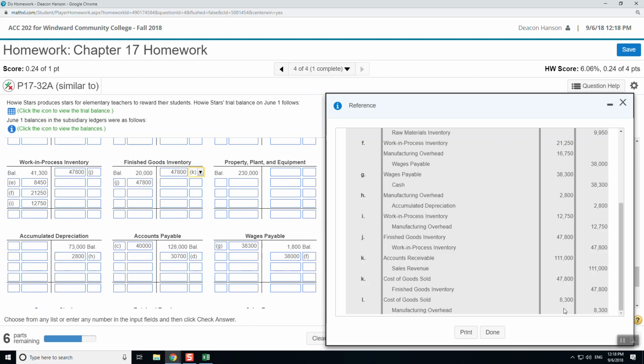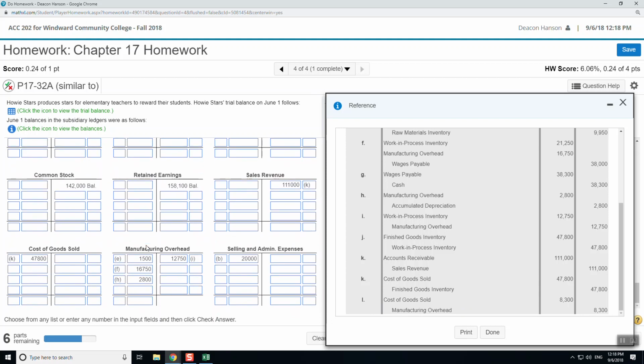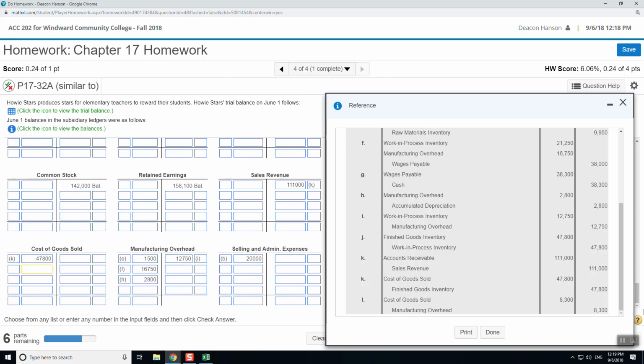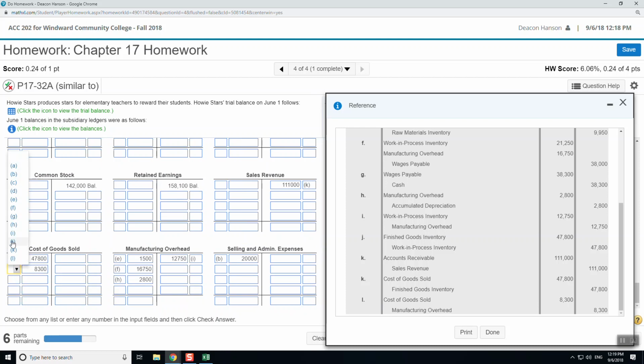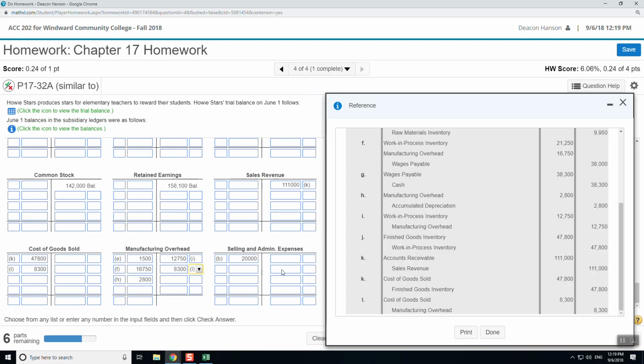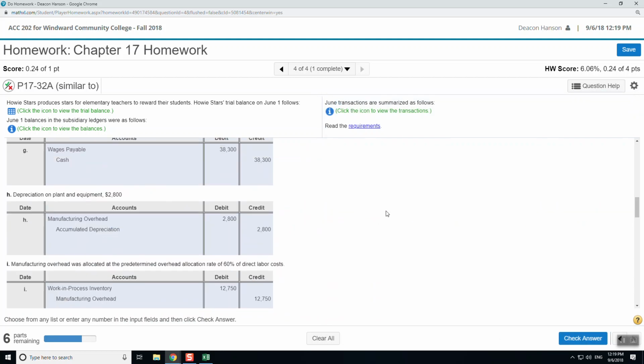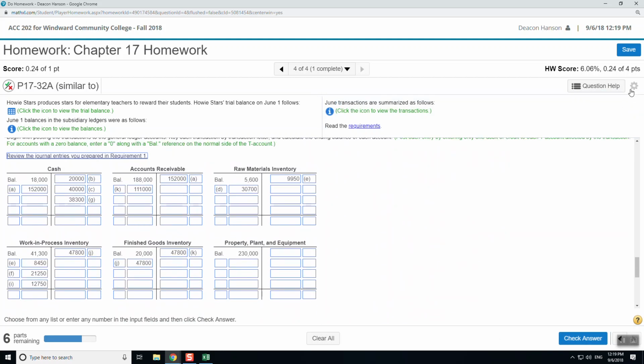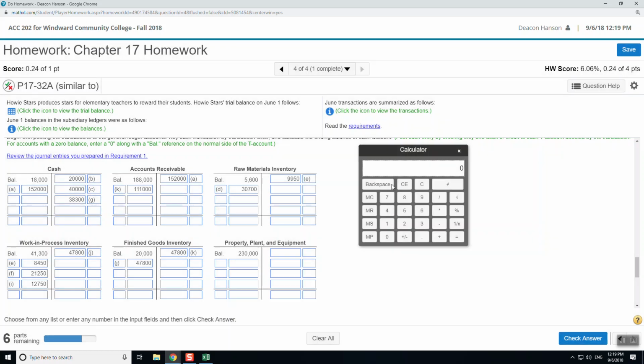Well, one more. This was the accounting for the under allocation, right? So we're going to hit cost of goods sold with it. 8,300, L. And we're going to credit the overhead. So don't be too quick to hit enter or check, because what do we have to do? We have to get the balances.